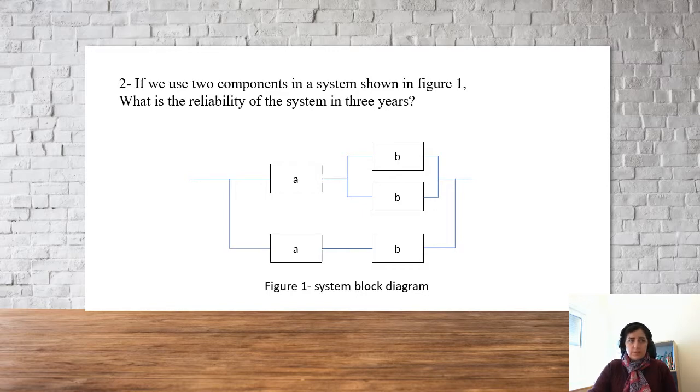The next question was about parallel and series systems, and we need to calculate the reliability of the whole system. We had these components from the first question, so this is A and B. They are similar to the components that we had in the previous question, and now this is how they have been designed to work together in a system. And we need to calculate the reliability of the system in 3 years.